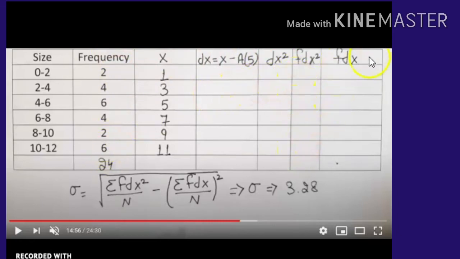Then you do the fdx, which means you multiply this dx column and the frequency column and find the answer. You will get the same answer, that is 3.28. If you have any doubt, ask me. So do this as homework and send it to me.